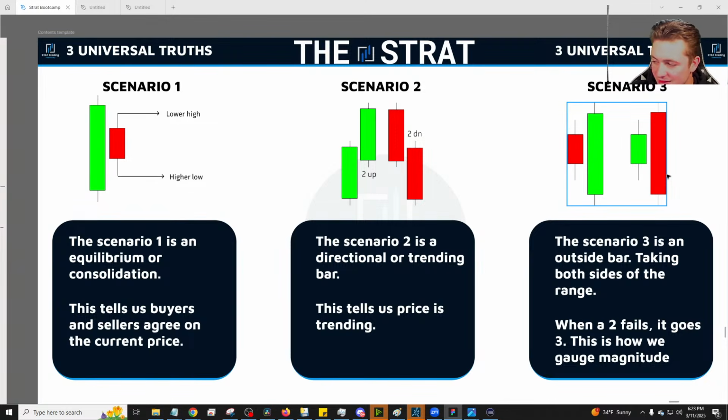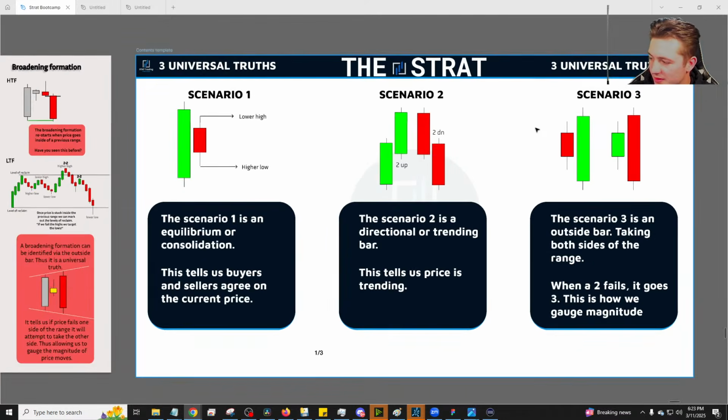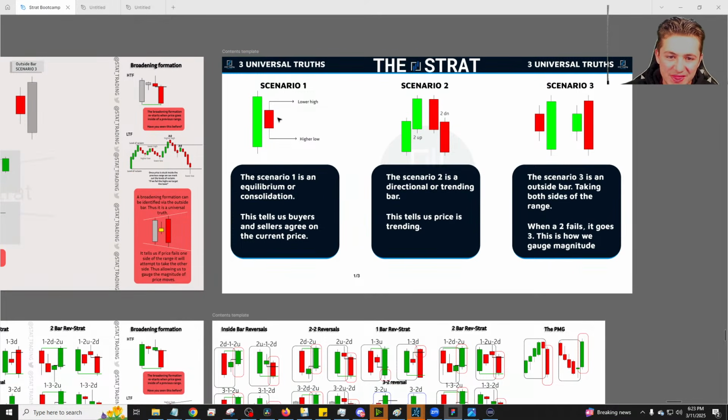So in the chat, let me know, is anyone confused with this? Because this is very, very important to what we're going to talk about all day here. And if you're good, just throw a thumbs up in the chat so we can keep going. Just need a few of you guys to throw them in there. All right, we're good. Perfect. Thank you. Okay, so that's the first universal truth of three.